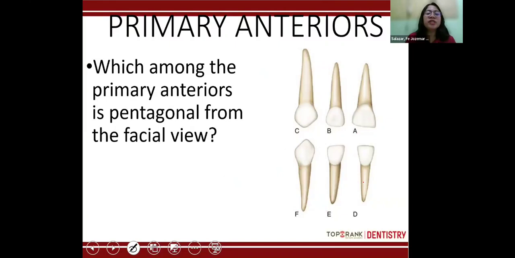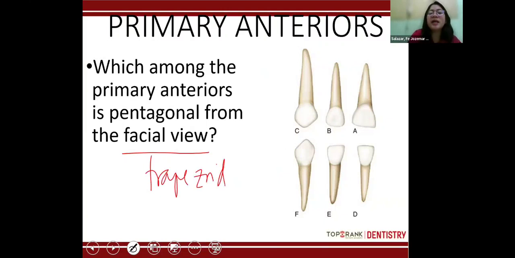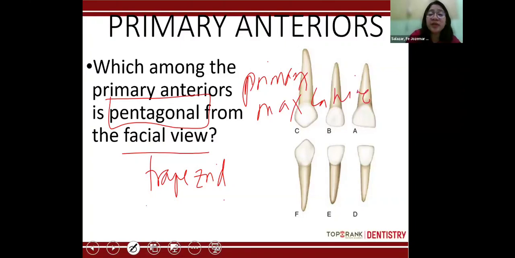Okay, next. Which among the primary anteriors is pentagonal from the facial view? Didn't we say that from the facial view it is trapezoidal? This tooth is not a trapezoid. Yes, very good. Primary maxillary canine. It is not trapezoidal, it is pentagonal.